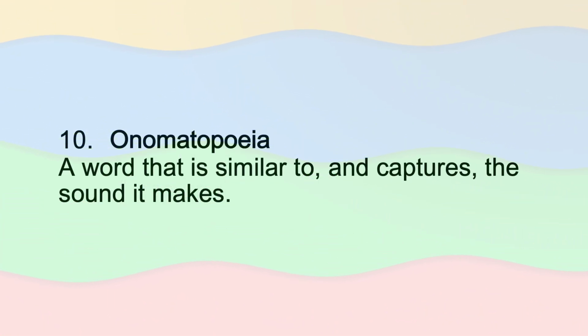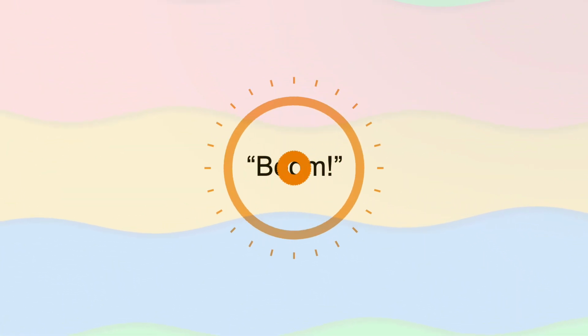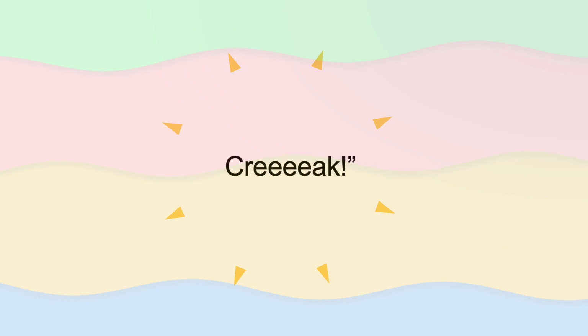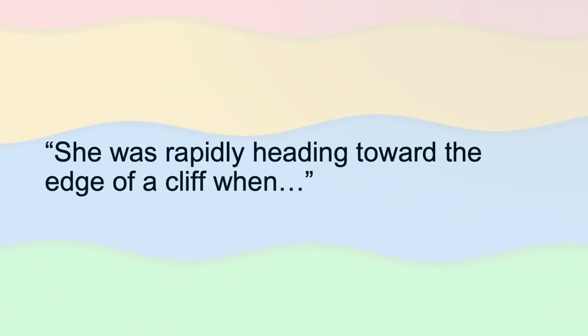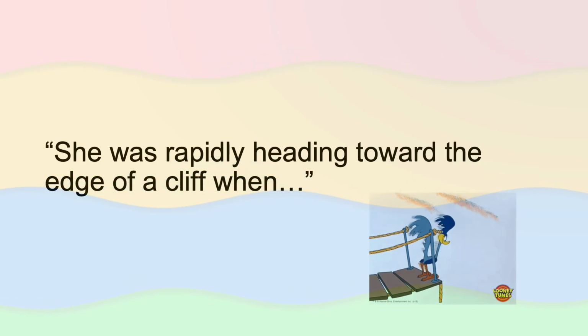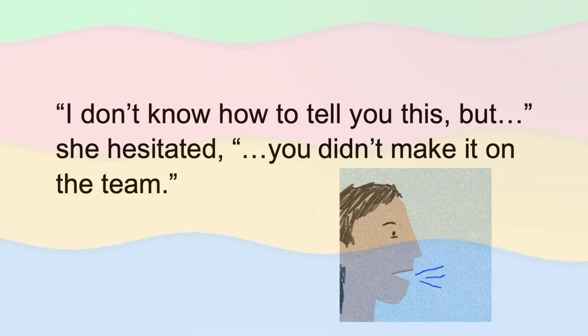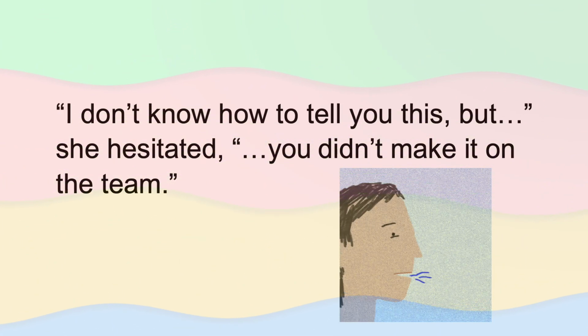10. Onomatopoeia. A word that is similar to and captures the sound it makes. Boom. Creak. 11. An ellipsis is a dramatic pause to build suspense and tension. She was rapidly heading towards the edge of a cliff when... "I don't know how to tell you this, but..." she hesitated. "You didn't make it on the team."